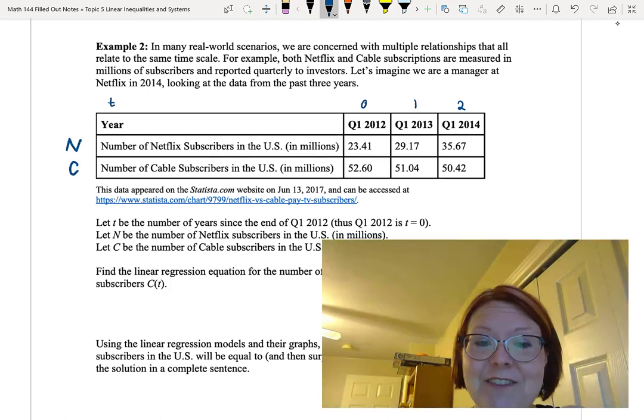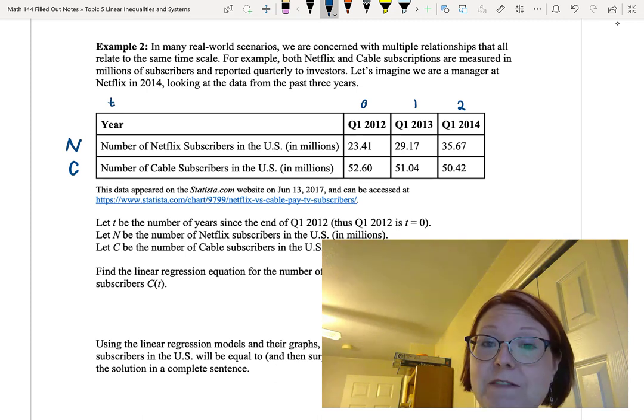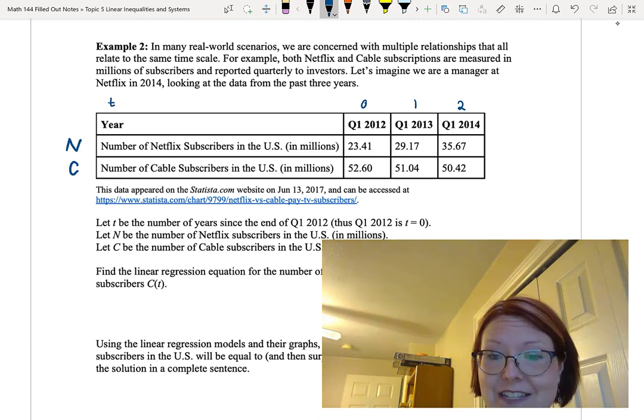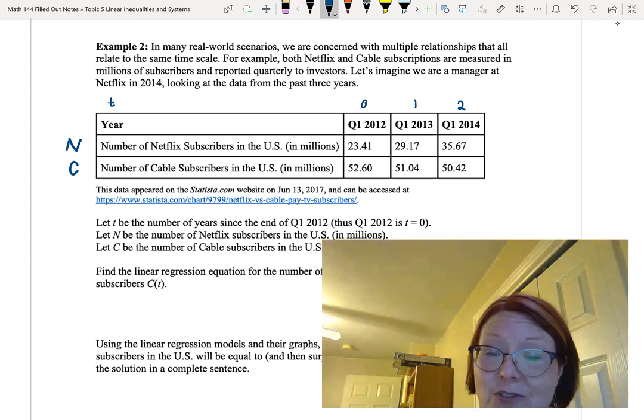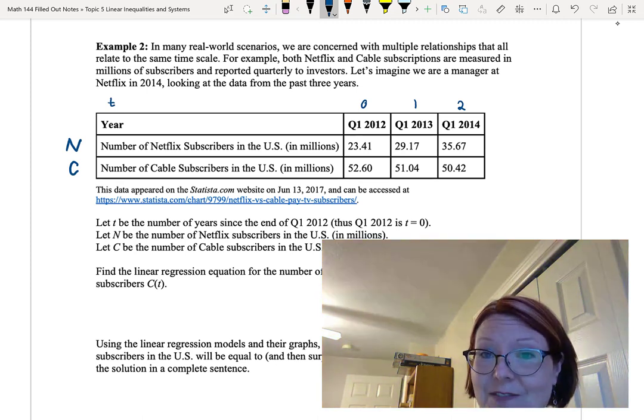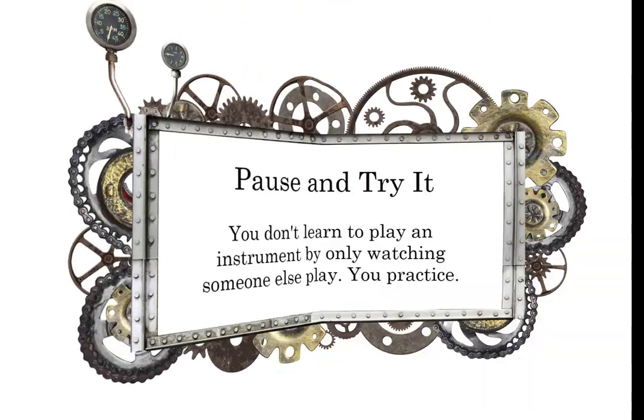Our next task is to find the linear regression equation for the number of Netflix subscribers, N of t, and the number of cable subscribers, C of t. Why don't you go ahead and take this data, go over to Desmos, and find those two linear regressions. Pause this video and come back when you're done.